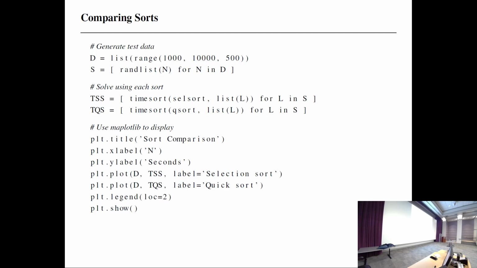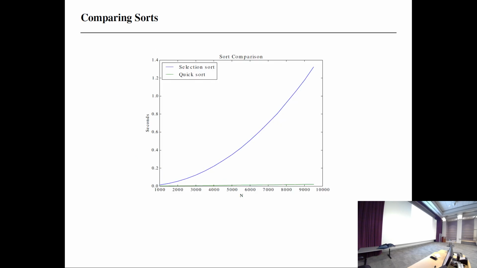And then here I've got some calls to my matplotlib library. I say plot.title is sort comparison. The X label is N, which is the size of the list. The Y label is elapsed time in seconds. Then I'm going to plot the times of selection sort and the times of quicksort against the sizes of my data. I'm going to label that selection sort and quicksort, and I'm going to plot the legend at the top. So it's going to show me the legend and then plot show, and this is what I get. So here's the legend. You can see the data sizes here and the elapsed time in seconds here with the appropriate labels and the title of the plot.